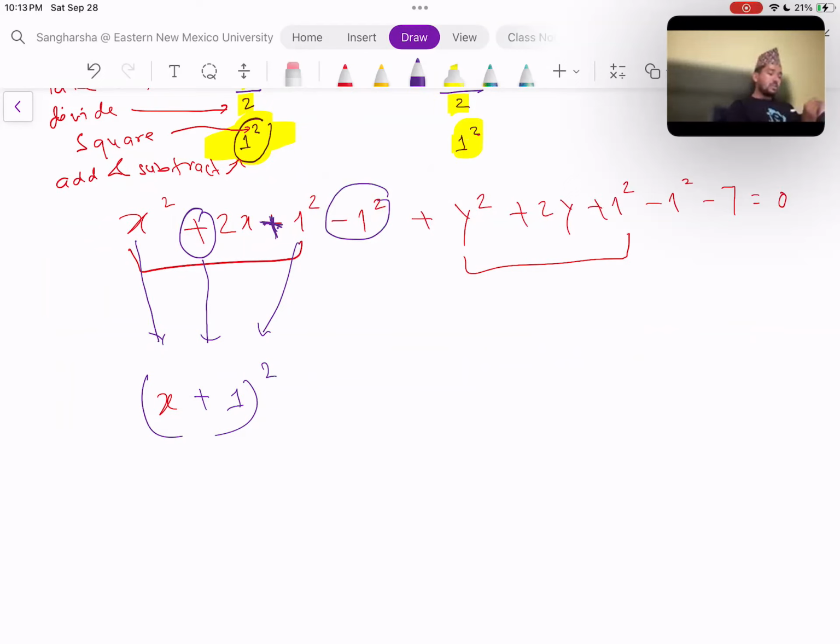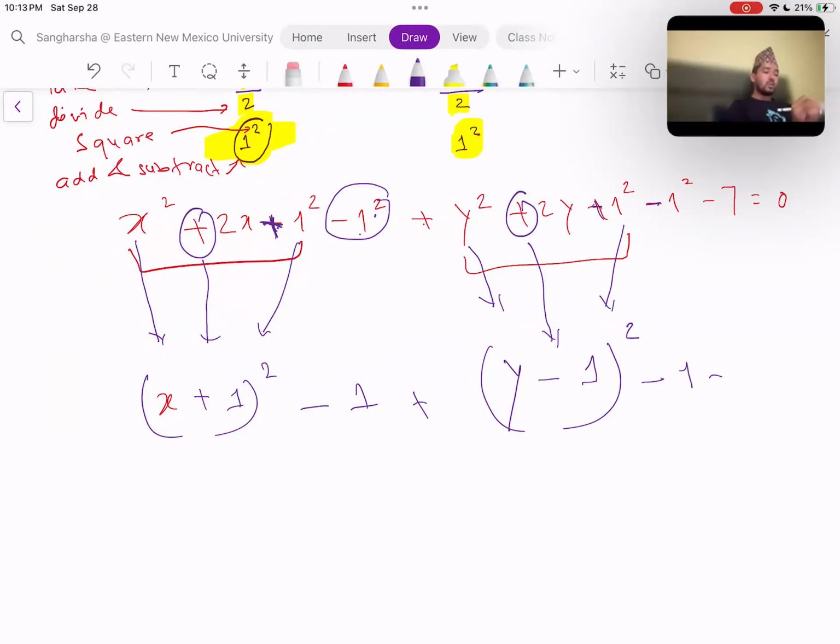And you do this, and so we have this negative as it is. 1 square is 1 plus. You take the y. You take the 1. Make sure you are taking this positive number. And you take the sign of middle term. It is negative. And square. Negative 1 square is 1 minus 7 equals to 0.